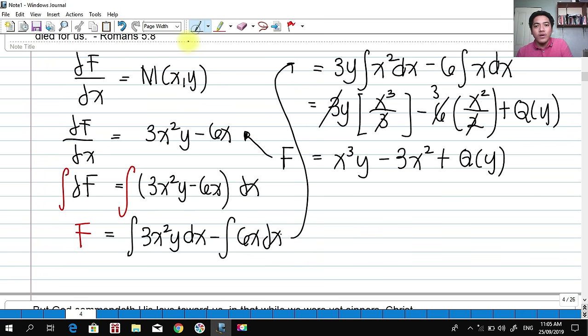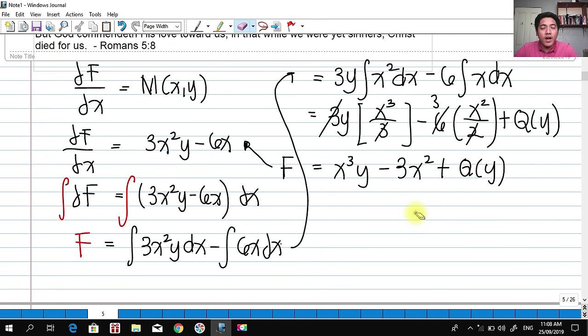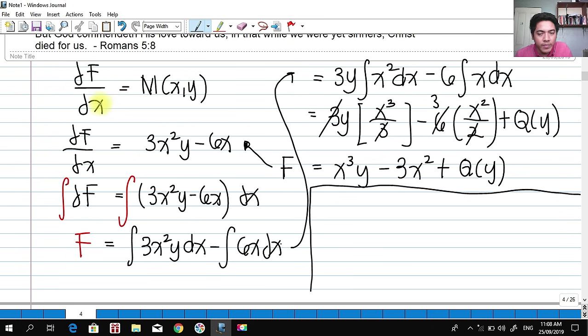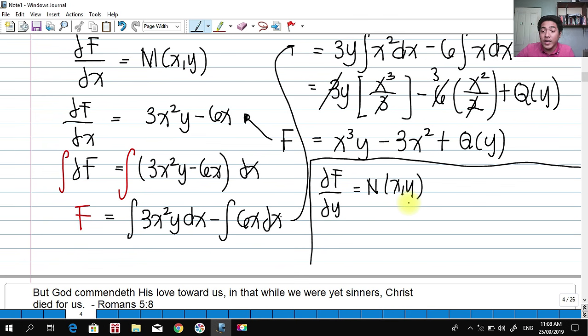So again, is this now the answer? Yes, we can use this as our answer, but we don't know the value of q of y. So we are not yet done in our solution. Let's take note that we only got the partial of f with respect to x. But how about the partial derivative of f with respect to y, which is equal to n as a function of x and y? Because that is our second formula.